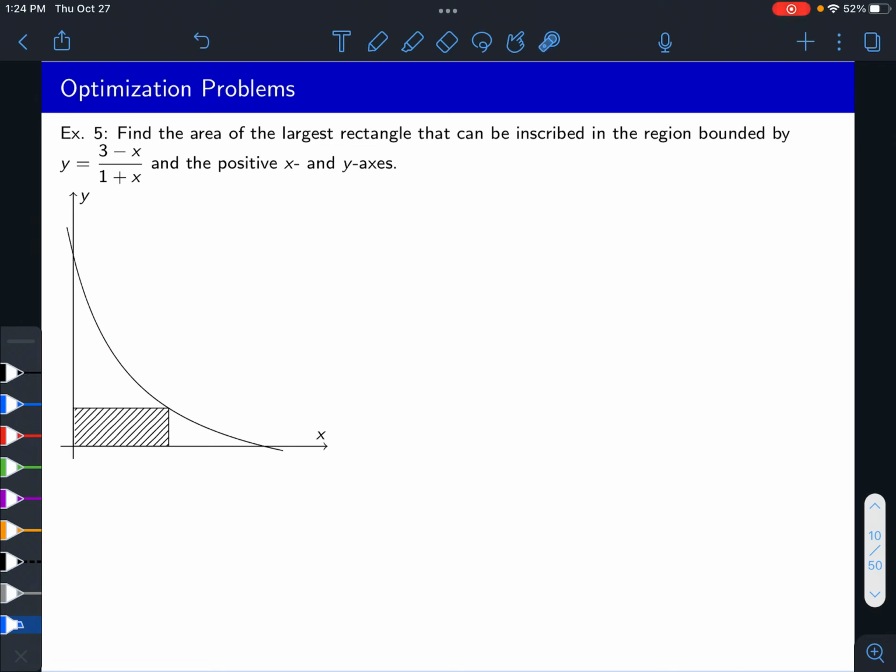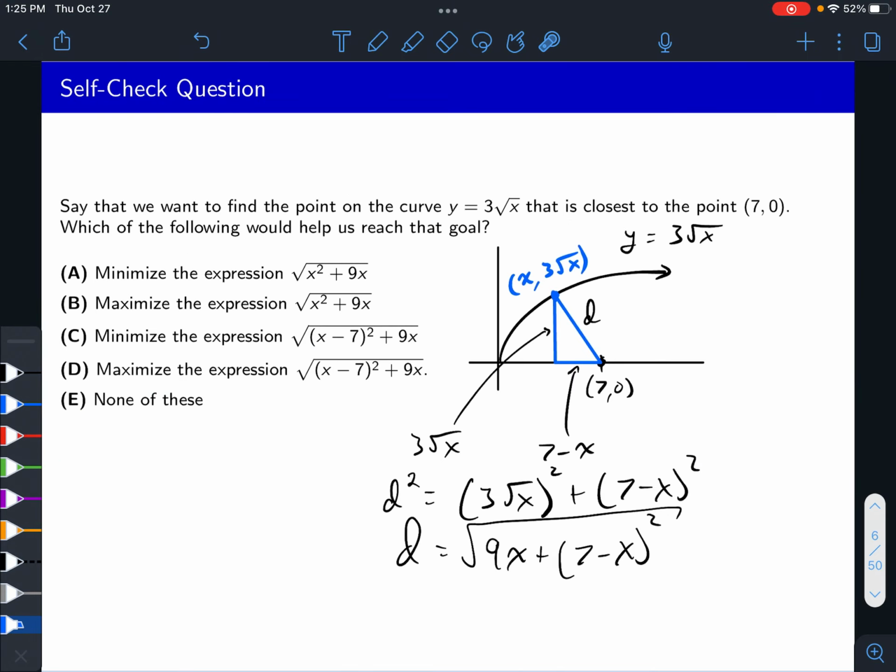All right. Let's now find the area of the largest rectangle that can be inscribed in the region bounded by y equals 3 minus x over 1 plus x and the positive x and y axes. So I'll let you try this one. This one is going to be similar in spirit to the one that we did back here.